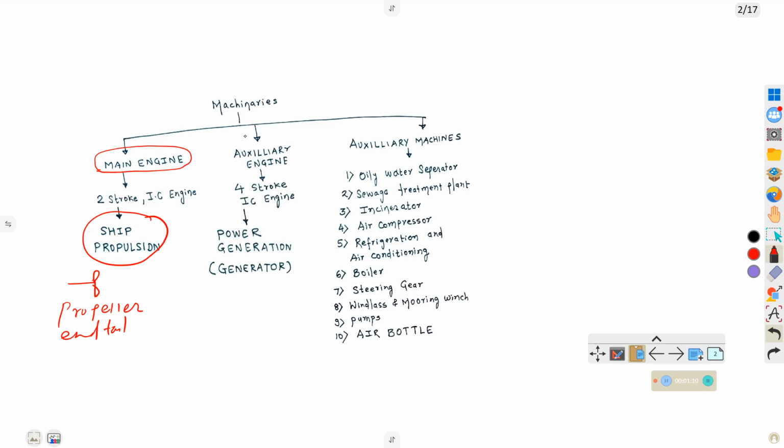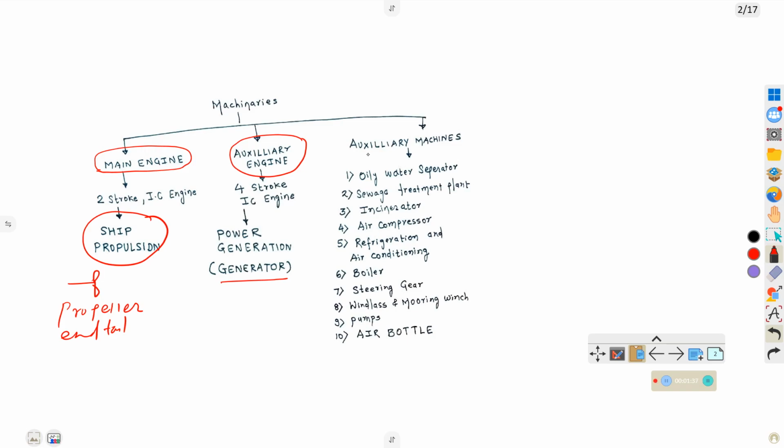The second engine is the auxiliary engine. It is also called the generator, and it is used for power generation. Power is required for the propulsion of the machinery, accommodation, AC, galley, and refrigeration. Mostly they are four-stroke engines.